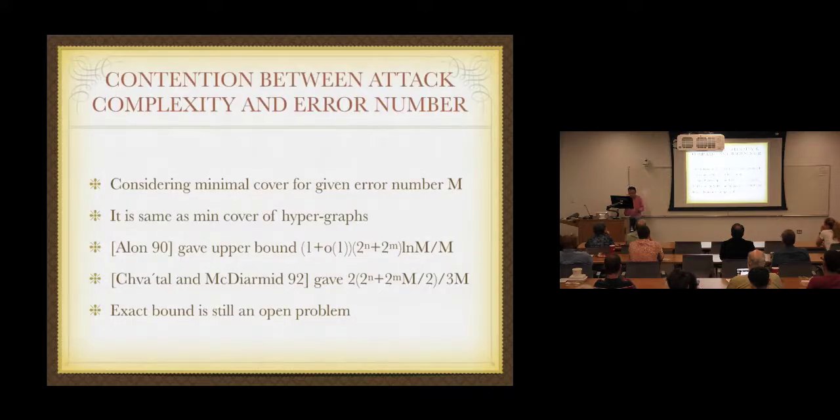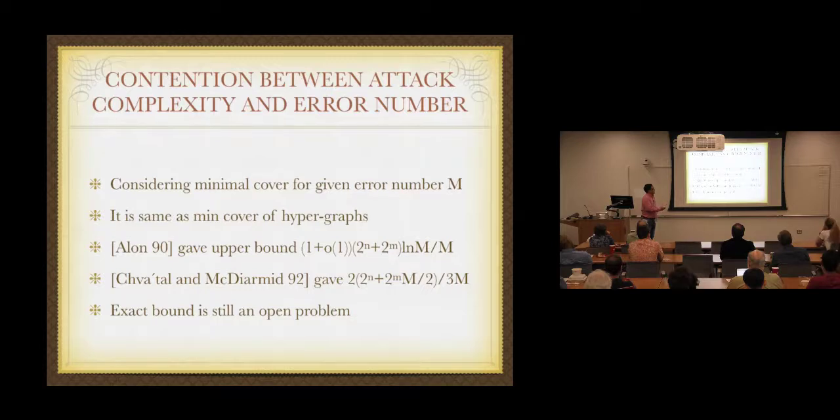Okay, so this problem has actually, I think, been started by mathematicians. Because if you look at this, this is the same problem as the min cover of a hypergraph, right? Because you can treat the rows as the edges and the columns as the nodes in a hypergraph, right? So therefore, this is a hypergraph covering problem. It was started, I think, by mathematicians a long time ago. In the 90s, I think, they gave an upper bound like this.